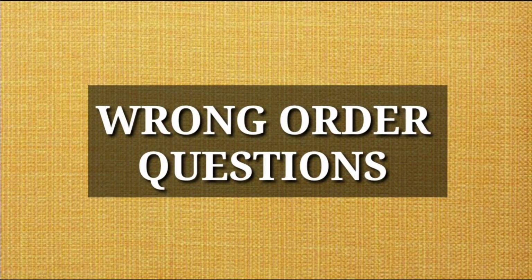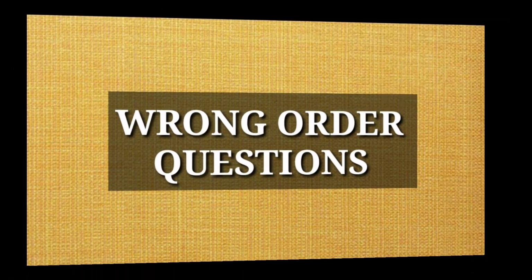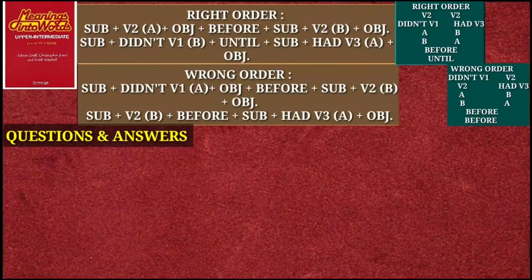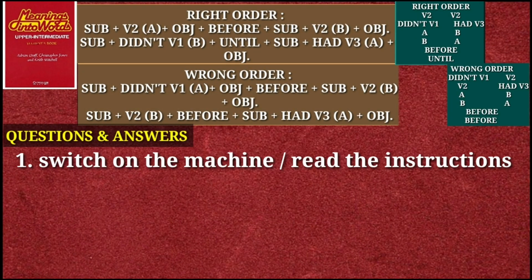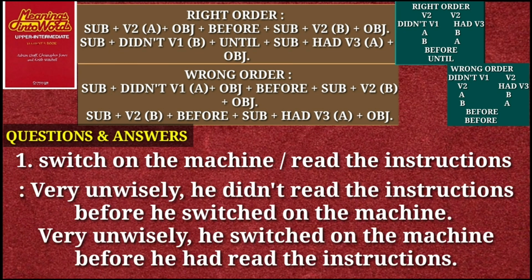Now, wrong order questions for you. Question number 1. Switch on the machine. Read the instructions. So here in this question, switch on the machine is second task done, whereas read the instructions is first task done. So this question is in wrong order, and the answer is: very unwisely he didn't read the instructions before he switched on the machine. Very unwisely he switched on the machine before he had read the instructions.